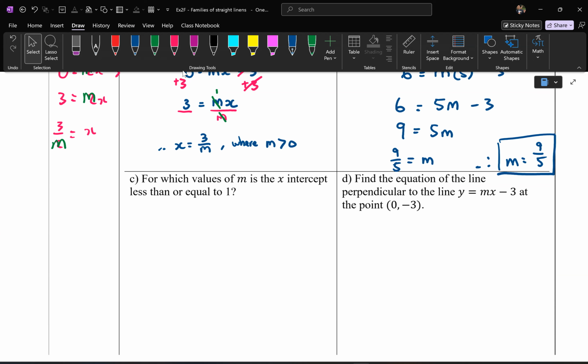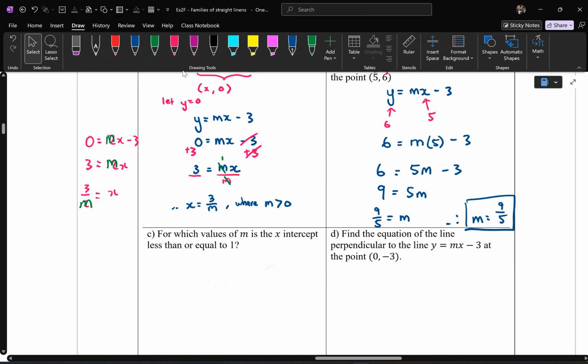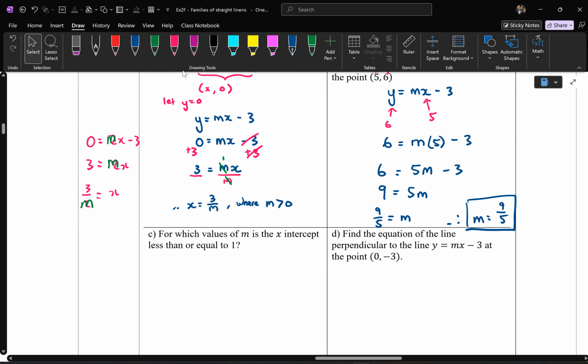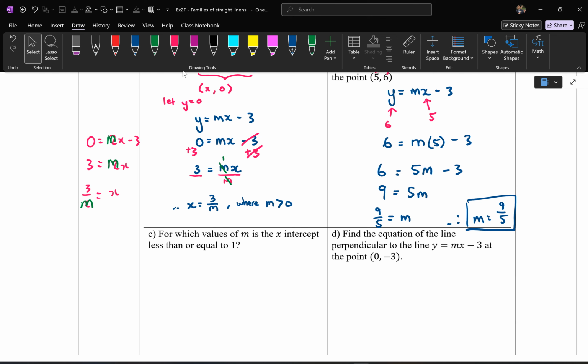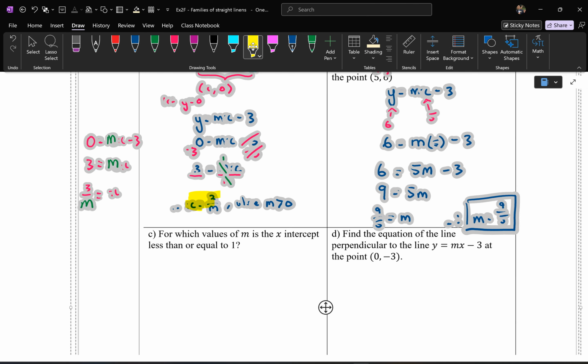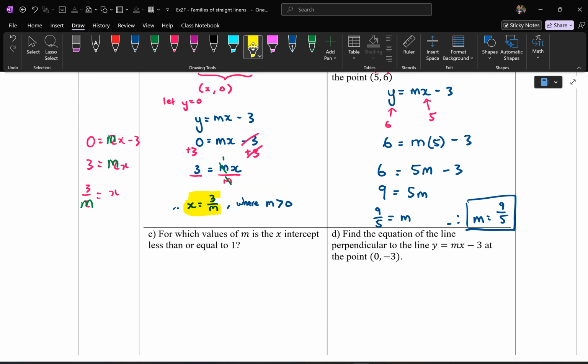That's what we do. Okay, so here, remember, why did they get you to do A, B before you do C? Is because A and B helps you to do C. So A, you worked out this is your formula for the x-intercept. That's the formula. Whatever m is, 3 divided by m will give you x, right? But what do you want the x-intercept to be? What's the maximum number it can be? 1. That's what the question said. It said x-intercept is less than or equal to 1.